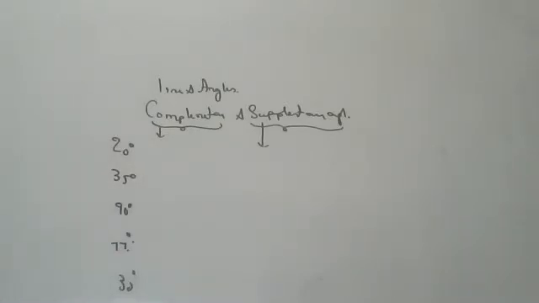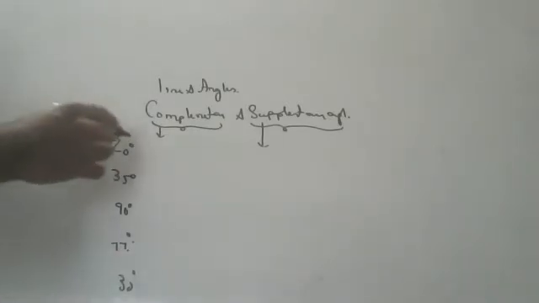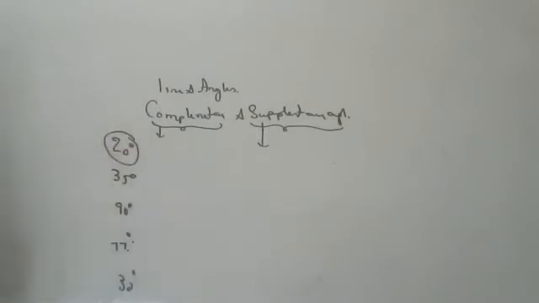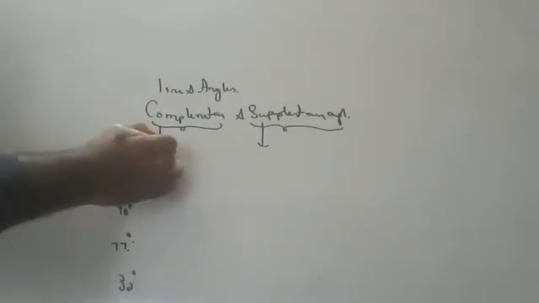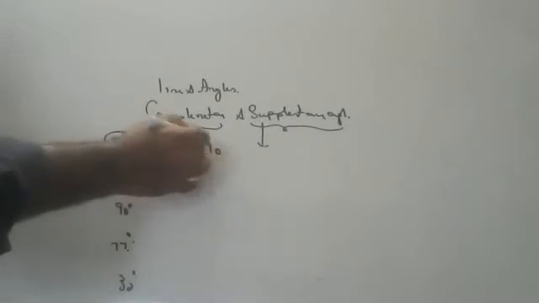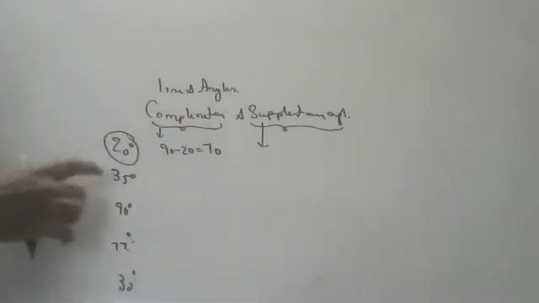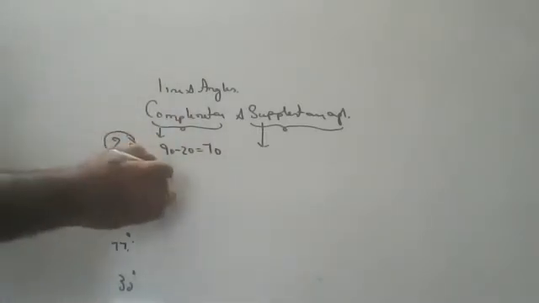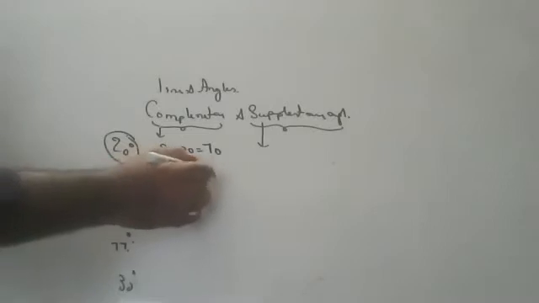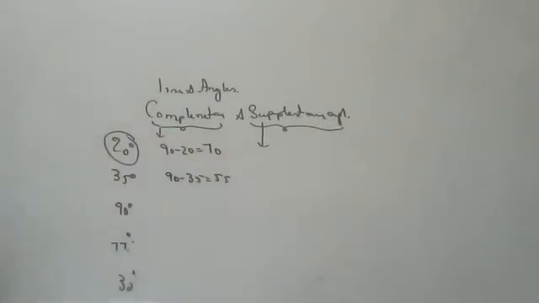They are asking for complementary angles. If one angle is 20, what will be the other angle, children? 70, sir. That's it, because from 90 we should subtract 20. 20 plus 70 is 90. If one angle is 35, what will be the other? 55, sir. 90 minus 35 is 55.